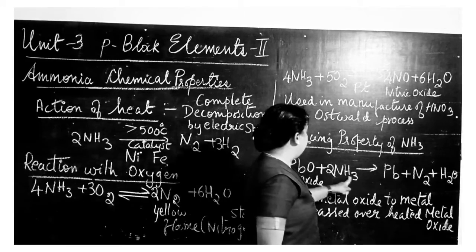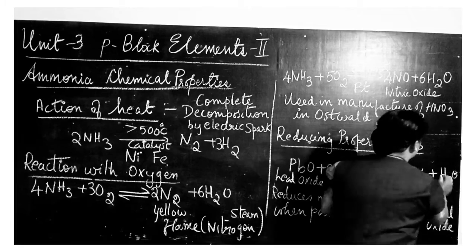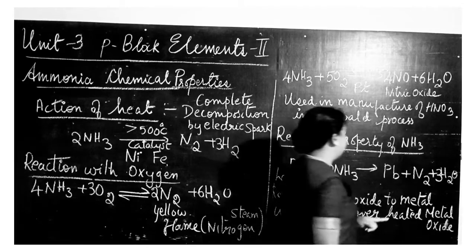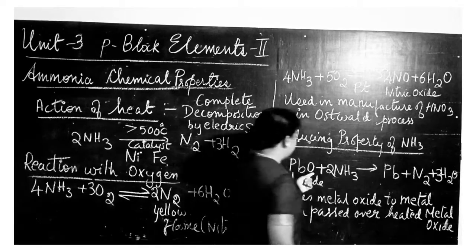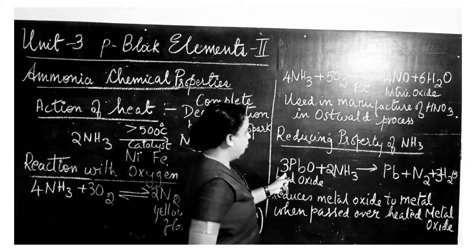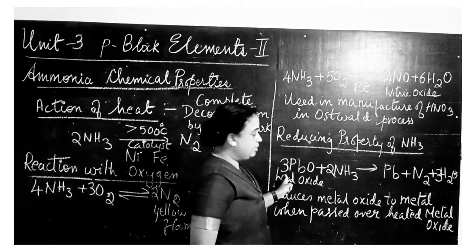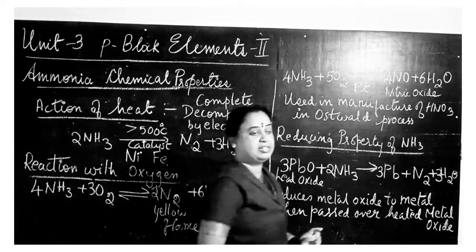Now here 6 hydrogen, whereas here already 2 hydrogen, so I just put 3 here. So it is 6 hydrogen. Now here 3 oxygen, whereas there only 1 oxygen, so I just put 3 here. Now lead is 3 here, here only 1, so I just put 3 here. So now it is balanced.